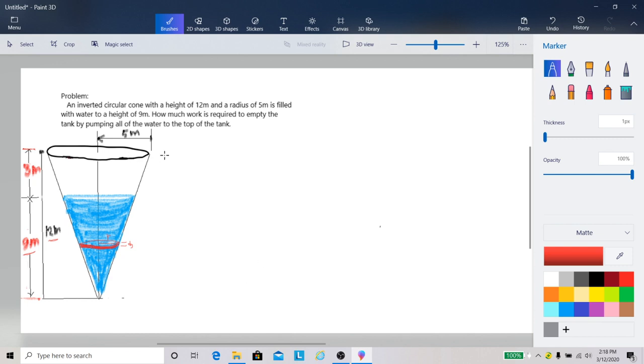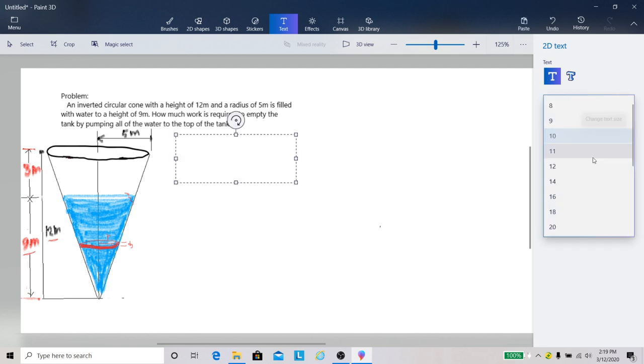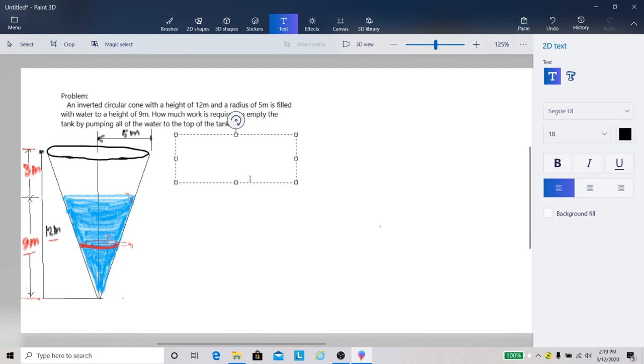Okay. I have here illustrated the problem. Ito yung water level natin. Okay. So, water surface. Now, let us try to solve this problem. Ang sabi sa atin sa work, work is equal to the force multiplied by the displacement. Okay. Work dot F dot displacement.